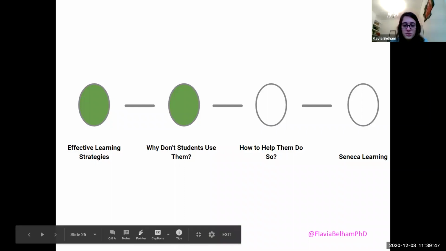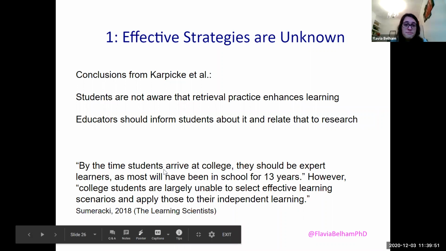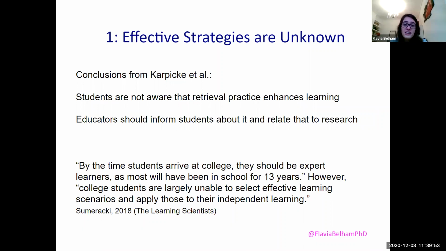So why don't students use effective learning strategies? There are 3 main reasons. The first one is that they are unknown. Like I showed before, most students don't even know that you can do something different from reading and highlighting. So it's up to us to actually teach them explicitly, just like we teach them about verbs and conjugation and photosynthesis and acids and bases. We have to show them and teach them how to study.